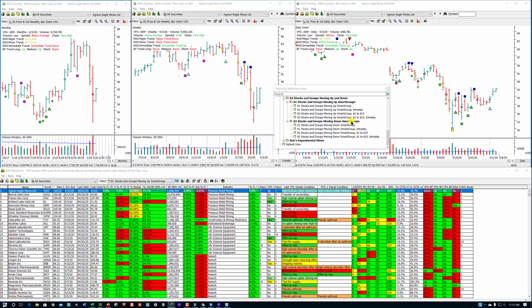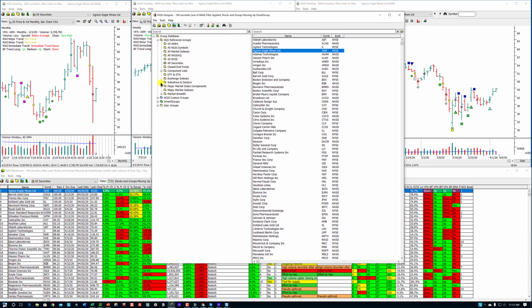This is stocks and groups moving up. I don't want the down, I want the up. And this is end of day and intraday. Both or all of these views access the Smart Group stocks moving up and down. And let me show you that quickly.